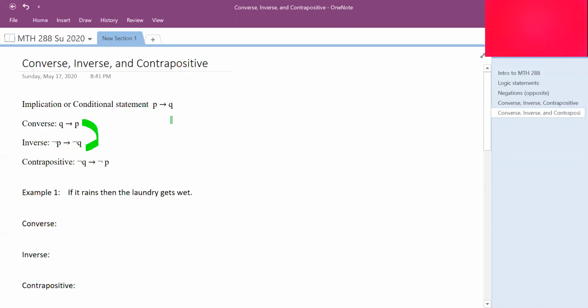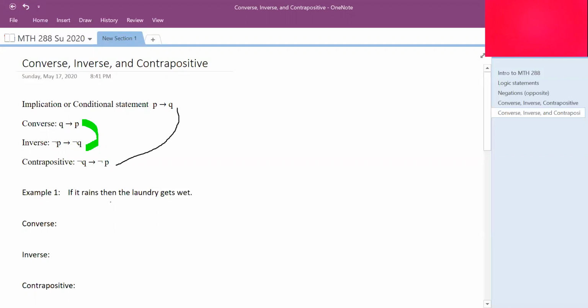If we do the contrapositive, the P and Q switch places and become their opposites. So P implies Q becomes not Q implies not P, or sometimes read if not Q, then not P. These two right here are equivalent statements.